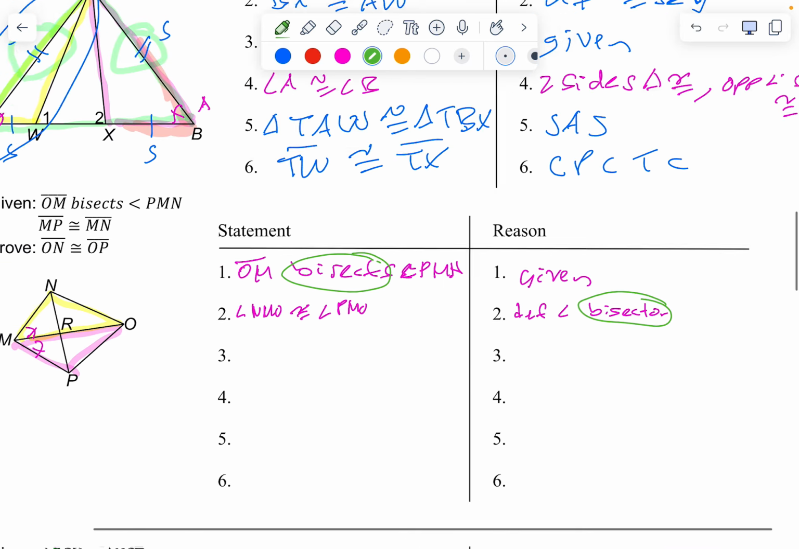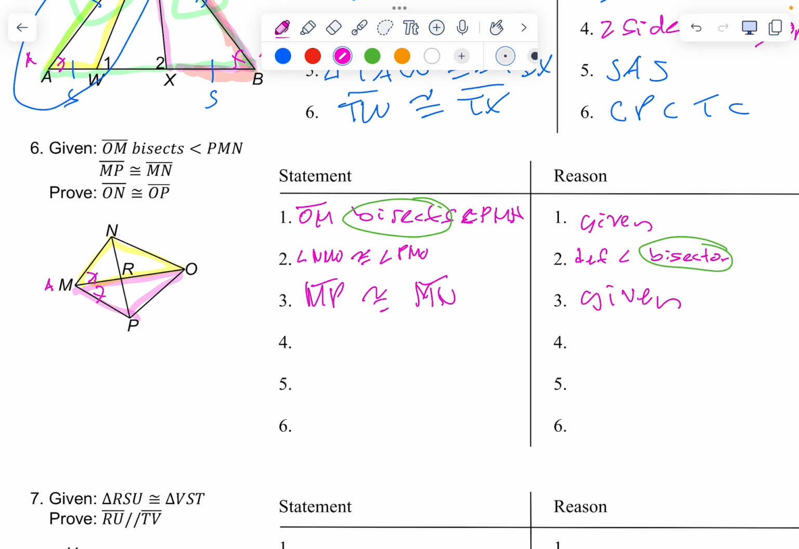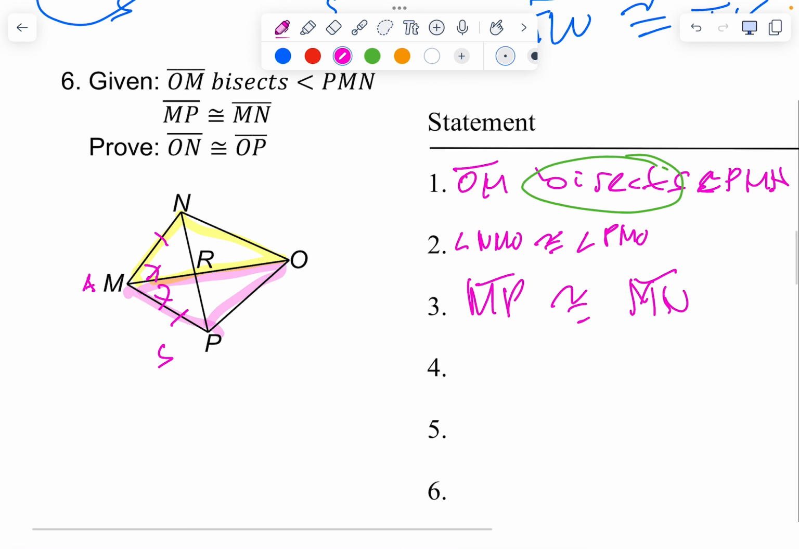Okay, let's go on to our second given. Okay, Anna, what's the second given? Segment NP is congruent to segment MN. Very good. MP is congruent to MN. And that's by the what? Given. Let's notate it. So MP is right here, S. MN is right here, S.